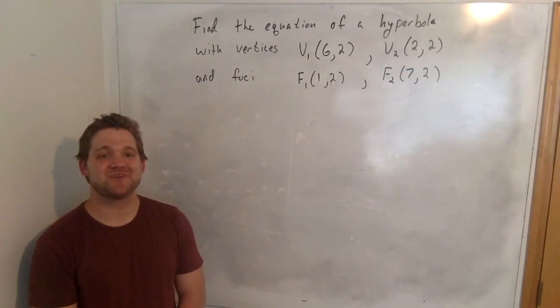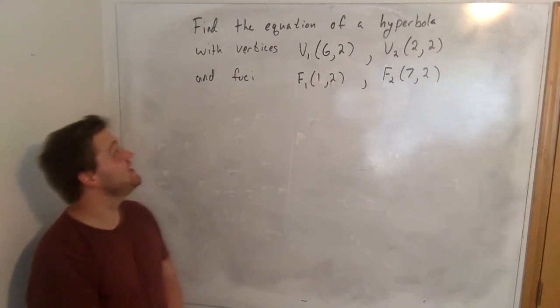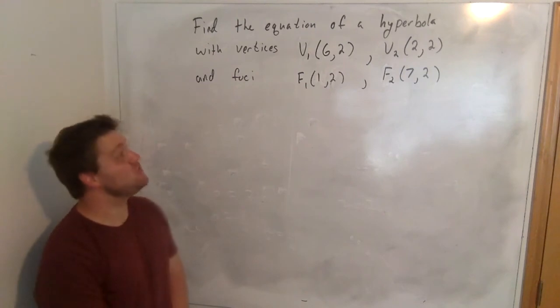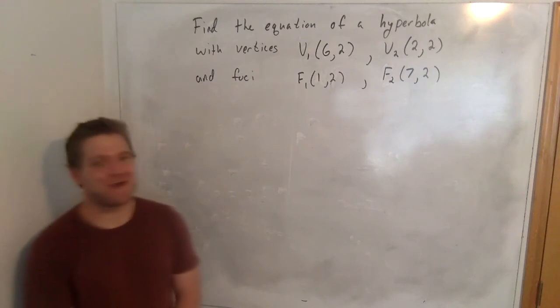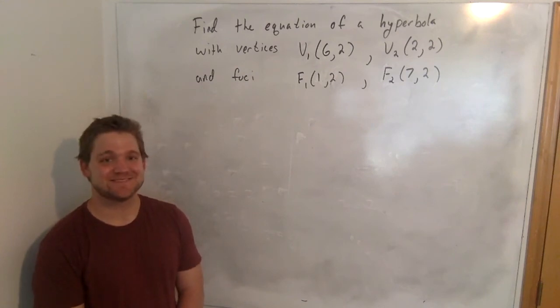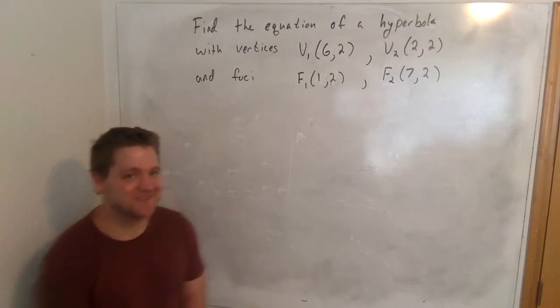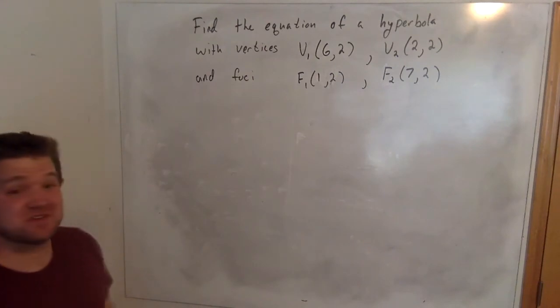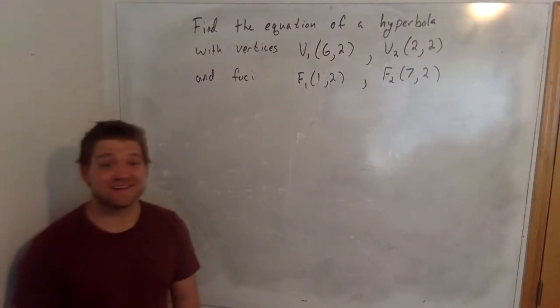Let's try this next example. I want you to try to find the equation of a hyperbola that has vertices at (6, 2) and (2, 2) and foci at (1, 2) and (7, 2). Pause the video, give it a shot. Okay, let's do it together. I think what might help us here is to sketch these points so at least we get an idea of the orientation.